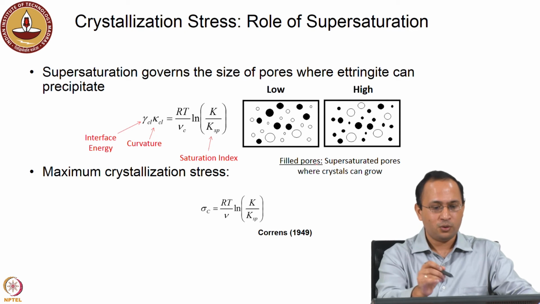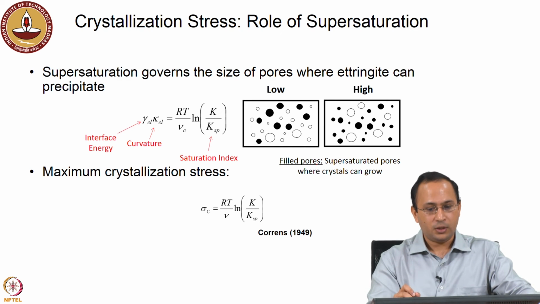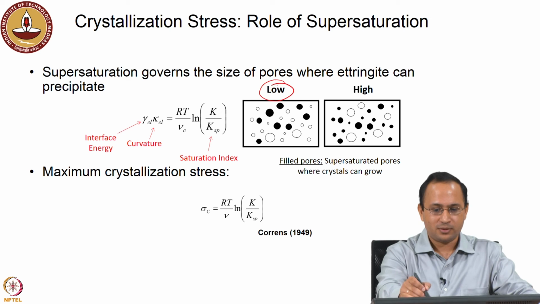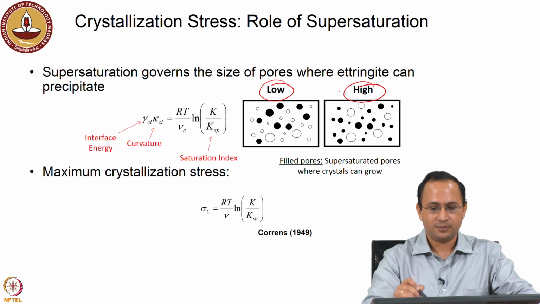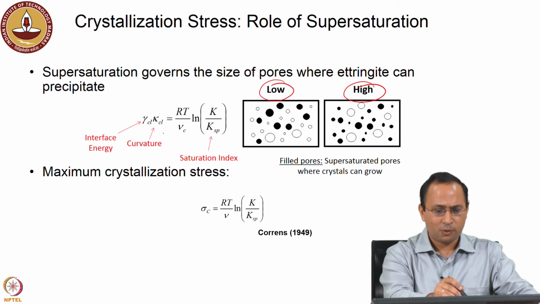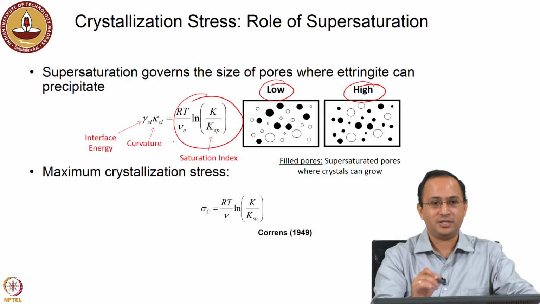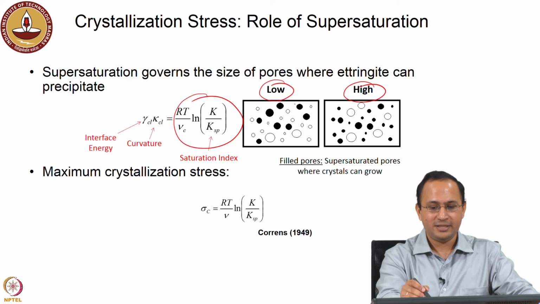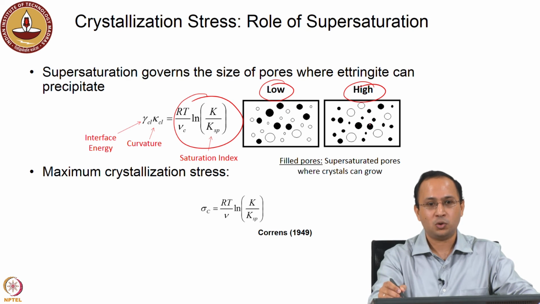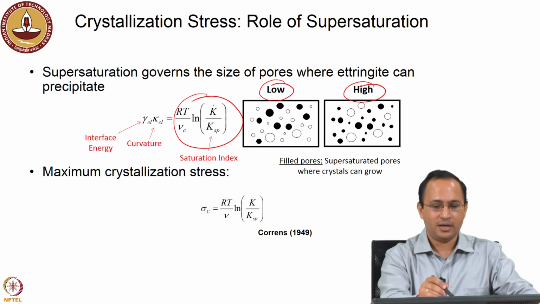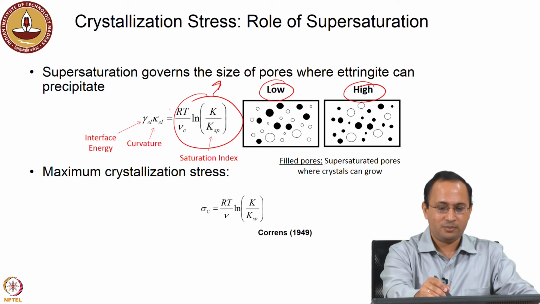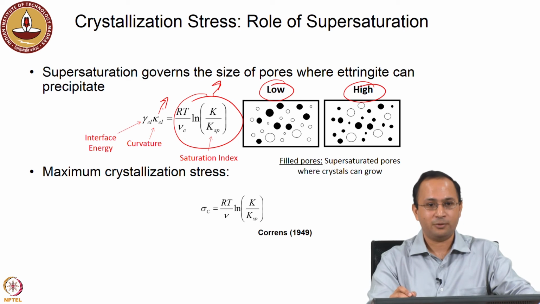Okay. So, what does supersaturation do? Here are the two systems, the low and high supersaturation. First of all, we see that this supersaturation can be linked to the curvature, right. And we see when you have a high supersaturation, it allows crystals to grow in smaller pores. High supersaturation means higher curvature. Higher curvature means lower radii, right.